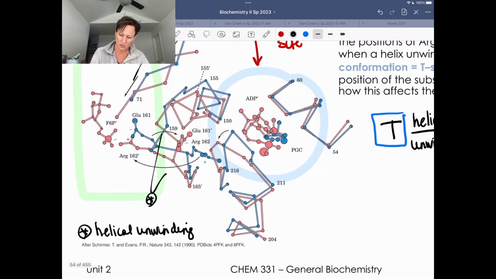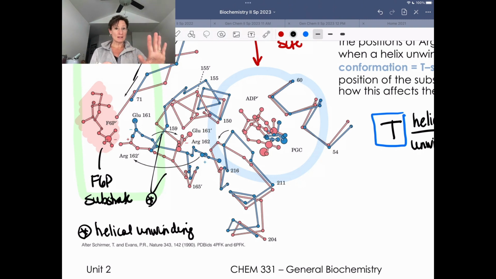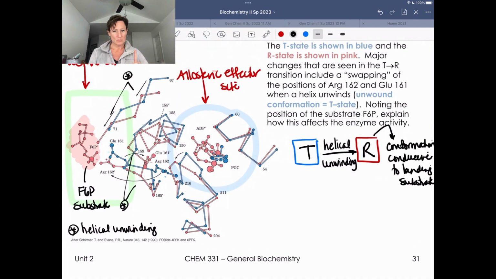One other thing that we see here, let's highlight this in red. This is our substrate, our F6P substrate. So we've got our substrate that wants to, or not, sit in the enzyme active site, right? R state means we've got an active site that's conducive to bind that F6P. T state means we have an active site that's not. So we're going to put all of this together here with a little chart, okay?